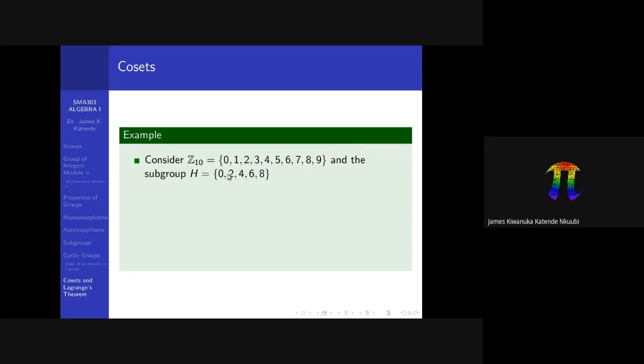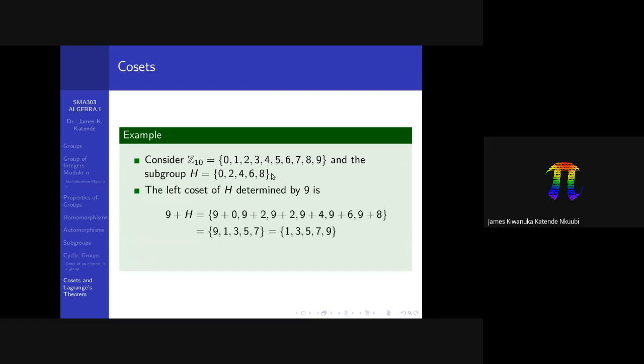So here we pick a subgroup of Z10. This is a cyclic subgroup generated by 2. If you get all the multiples of 2, this is what you end up with as a cyclic subgroup of Z10. We have constructed cyclic subgroups before, so I think you can construct this on your own. Now we compute the left coset of H determined by 9. How we do that is we add 9 to every element in H, and the new set of numbers that we obtain will be our left coset of H in Z10 determined by 9.